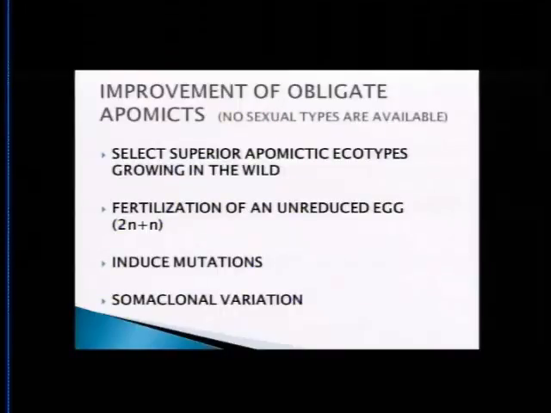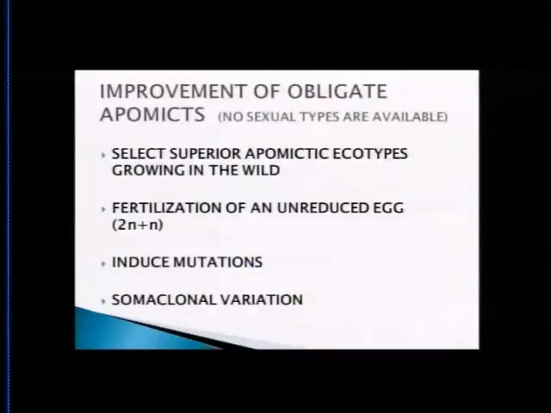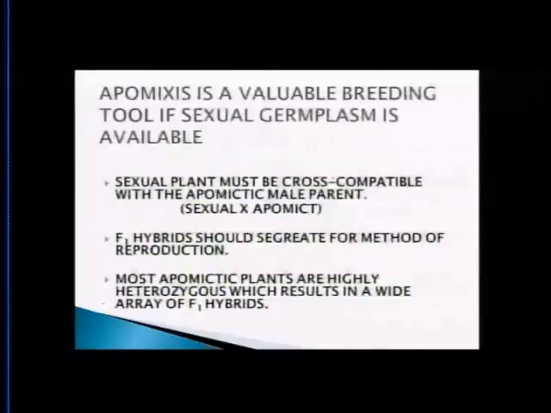Trying to induce mutations using mutagenic agents and radiation has never been successful, and some somaclonal variation through tissue culture was tried to no avail. So basically this is the only way you can try to improve a completely obligate apomictic biotype or something of that nature.